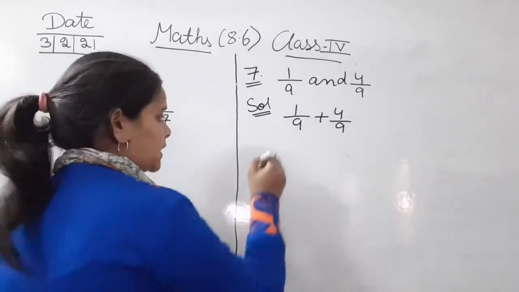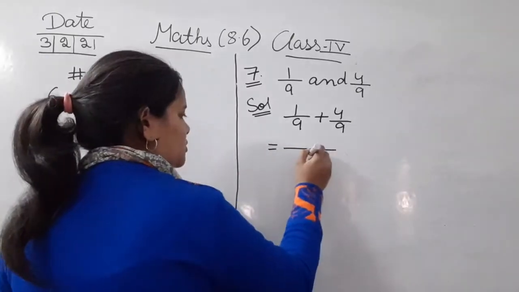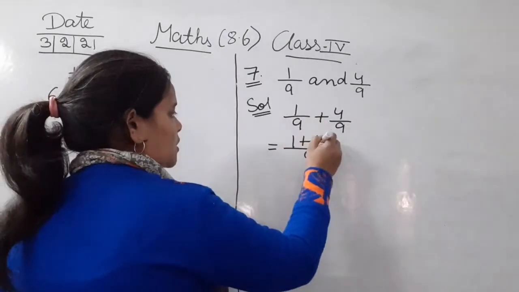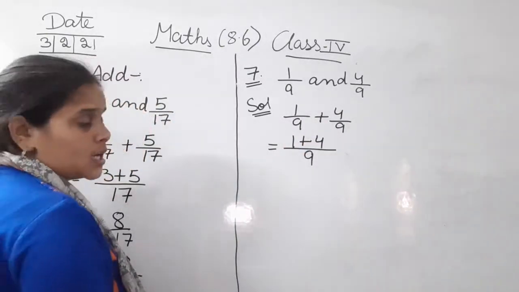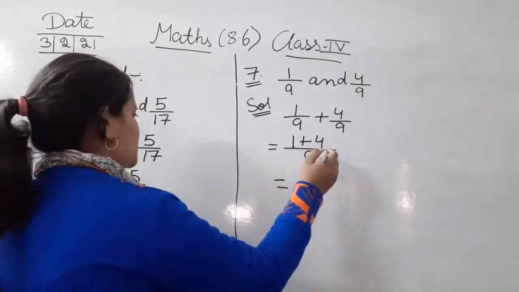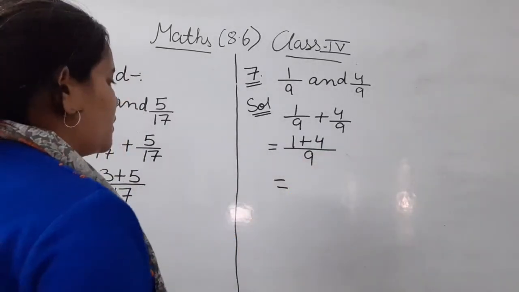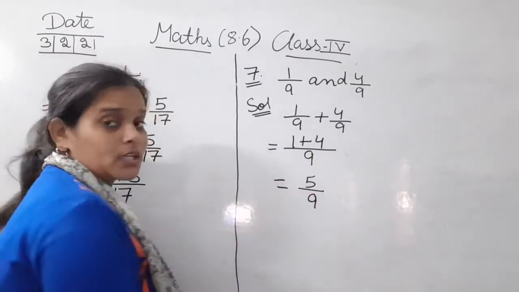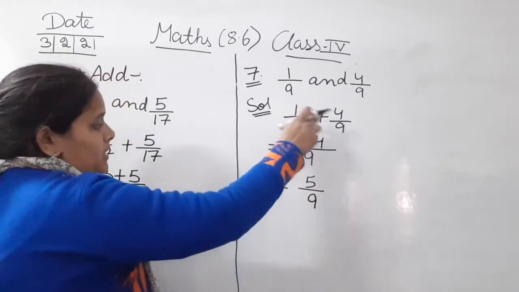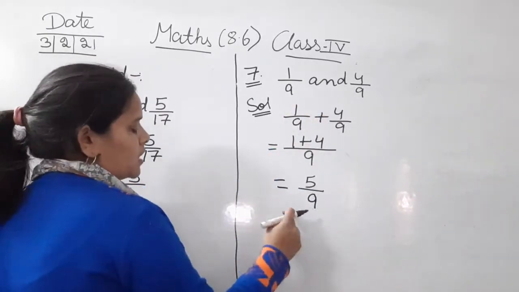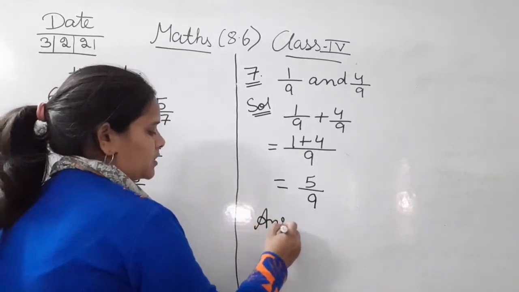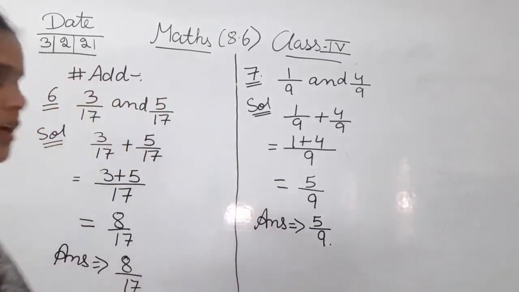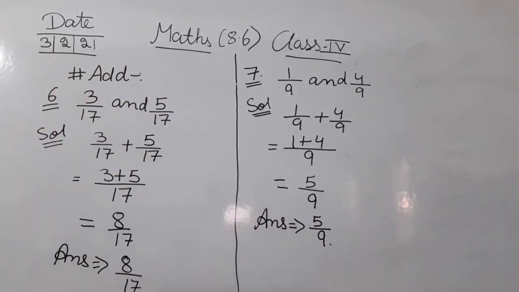Again they both are like fractions, so we will take the common denominator 9, and now we are going to add their numerators. 1 plus 4 is equal to 5. 9 as it is their denominator. So after adding 1 upon 9 and 4 upon 9, we get 5 upon 9, and the answer is 5 upon 9.